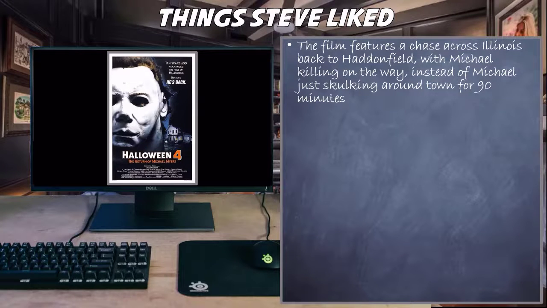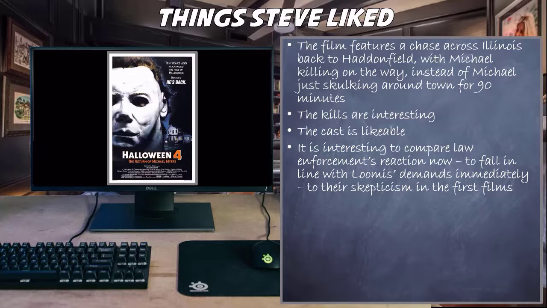The film features a chase across Illinois back to Haddonfield with Michael killing along the way, rather than just Michael skulking around the town of Haddonfield for 90 minutes. So from that perspective, this is different from the other films. The kills are interesting. The cast is likable. It is interesting to compare law enforcement's reaction now, which is to fall in line with Loomis's demands immediately, to their skepticism the first time out.